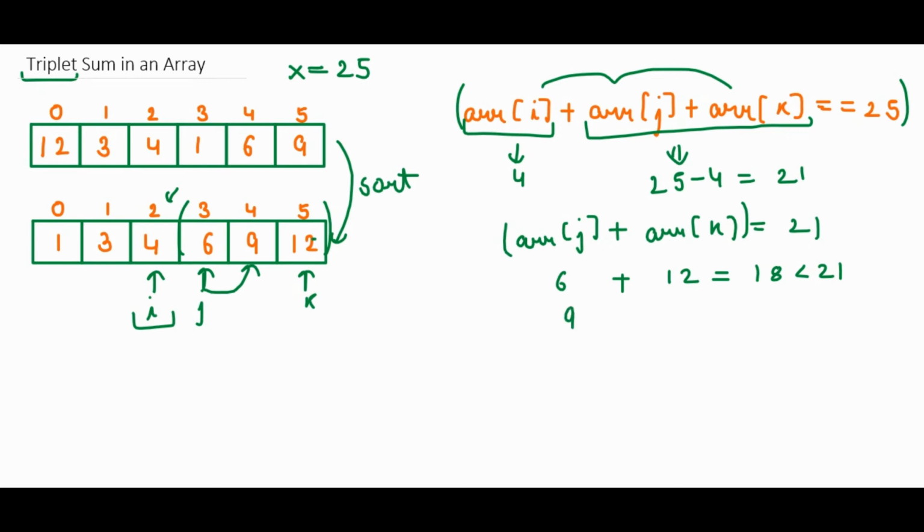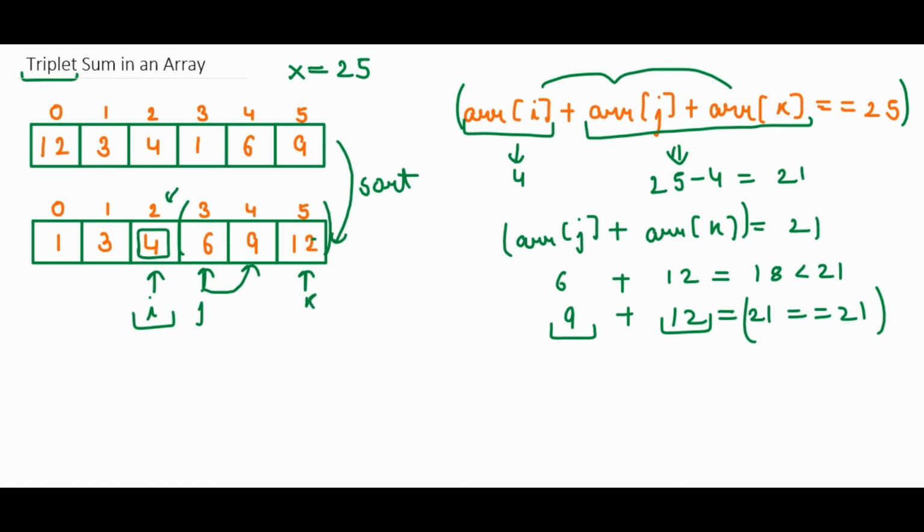Array of j has become 9 plus 12, which is equal to 21, and we have got our answer. So we have got our answer. One element is 9, one element is 12, and one element is 4. We will just print it.